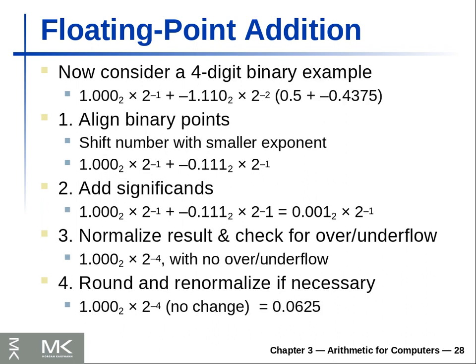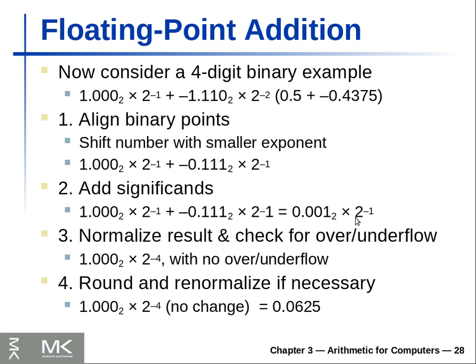Alright, now let's do another example. Ooh, we get to do a negative example. So 2 to the negative first and 2 to the 2. First we need to normalize it to the largest number. The negative 1 is larger than negative 2, just in case anyone didn't see that. So we shift all the numbers over so the exponents are the same. We add the significands. Notice that you're actually subtracting here.